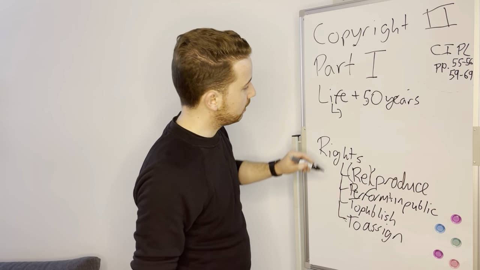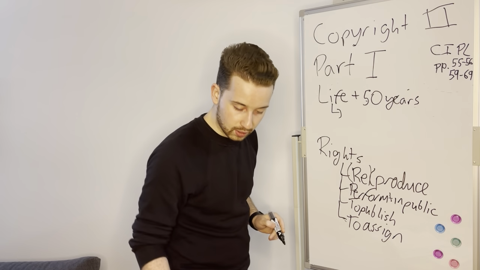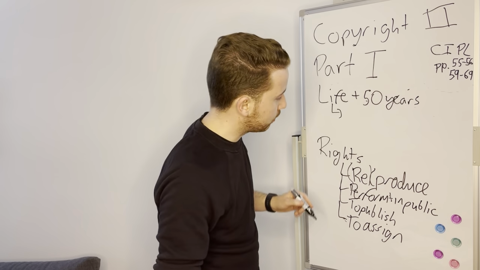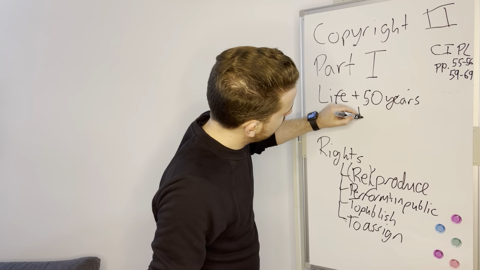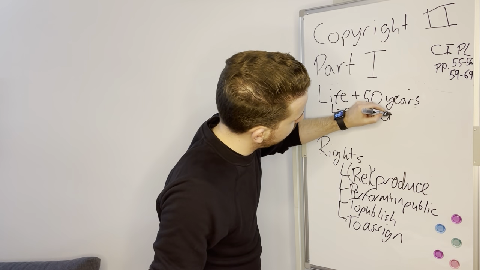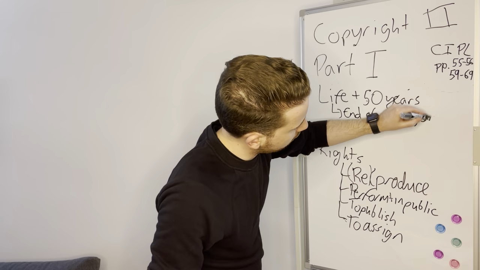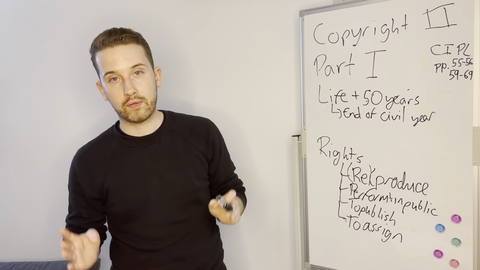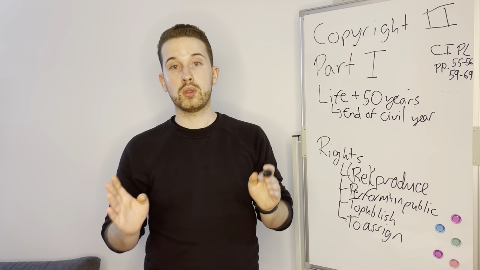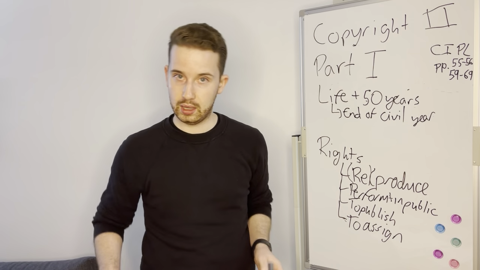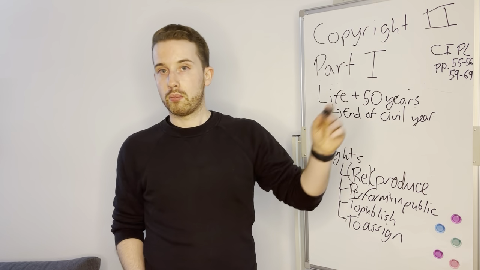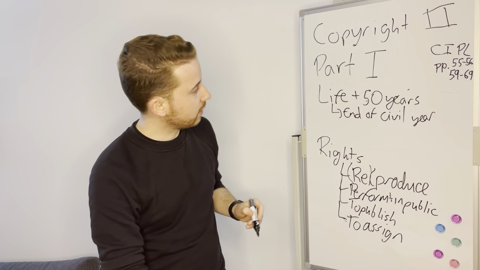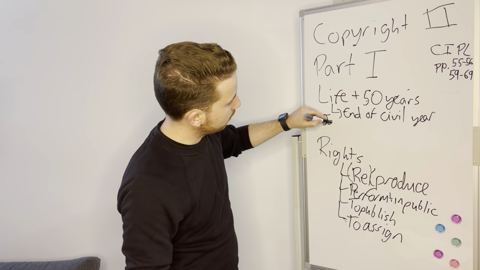What does life mean? This is not what you think, so kind of a thing that might be interesting to put on an exam. It is the end of the civil year. So if I die in September, it's not 50 years from September, it's 50 years from December 31st of that year. December 31st plus 50 years. That's a general rule. Now, what if we have joint authors?